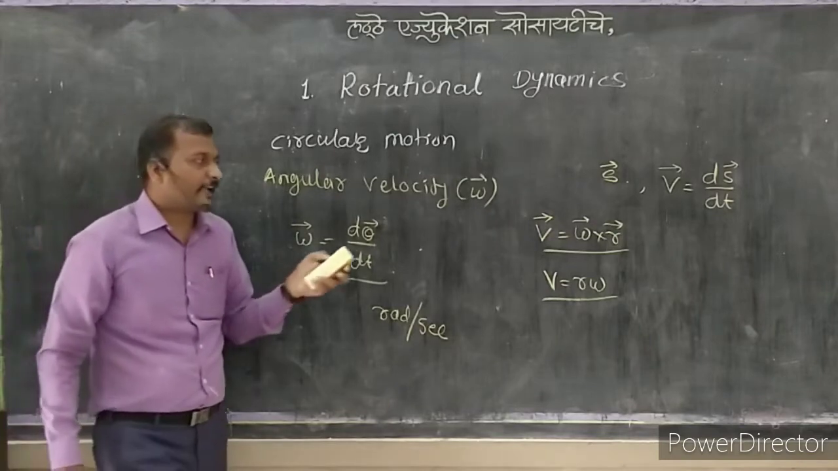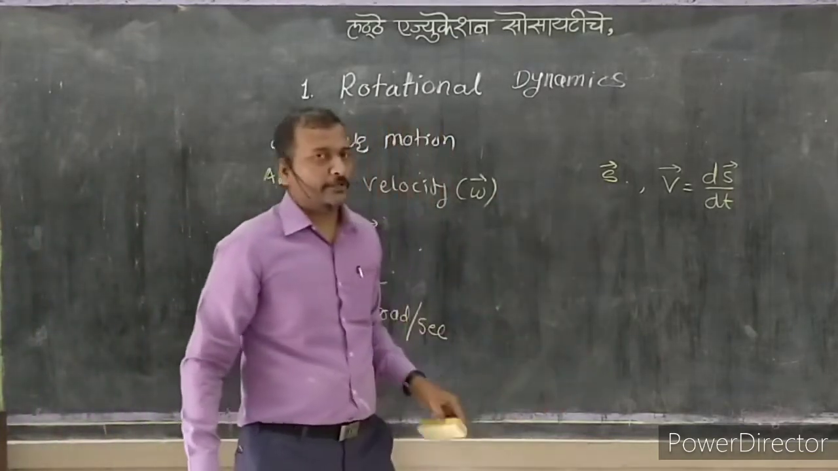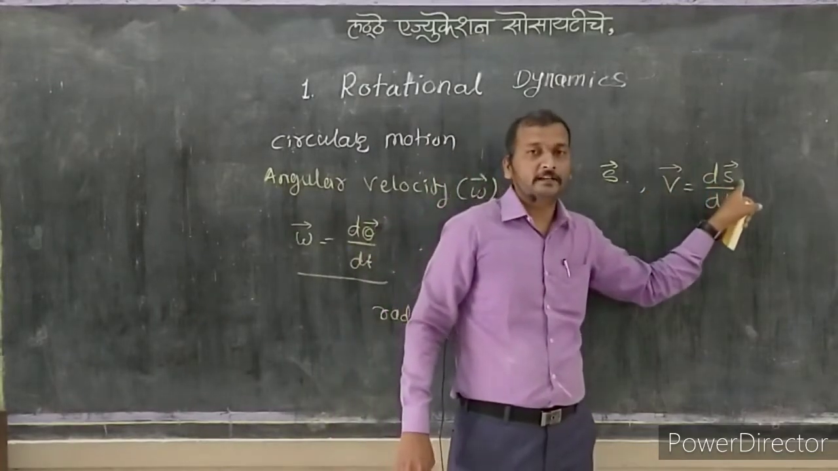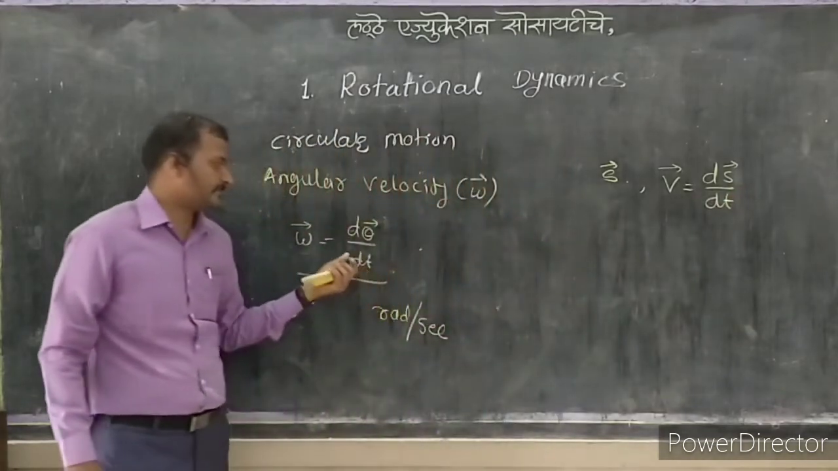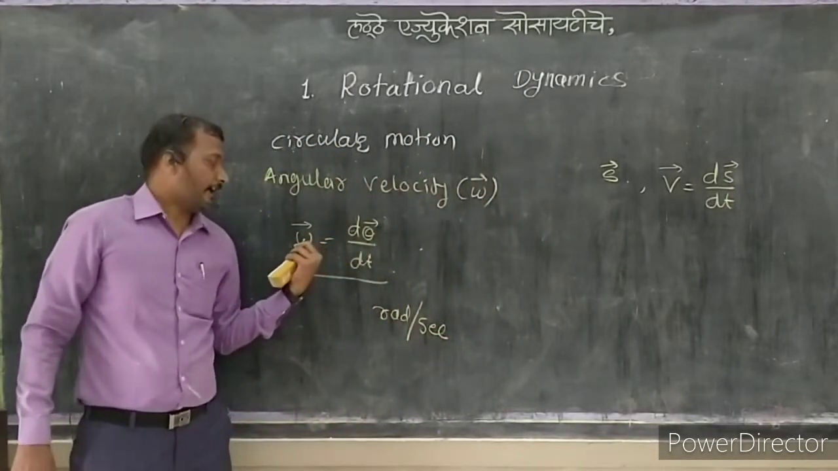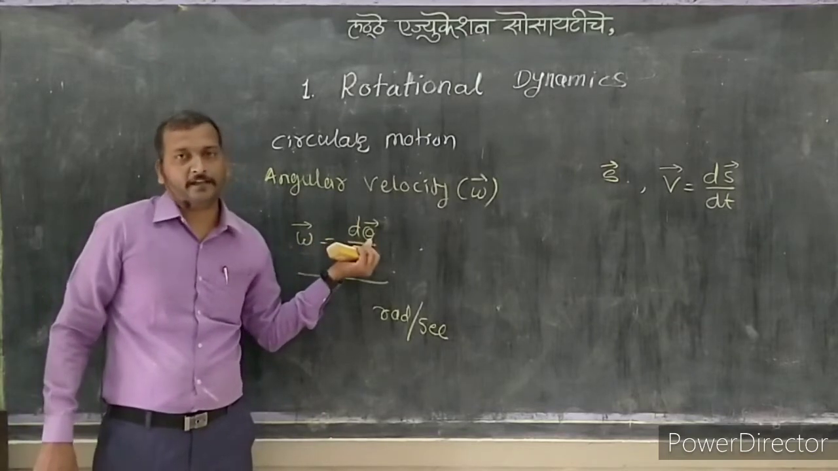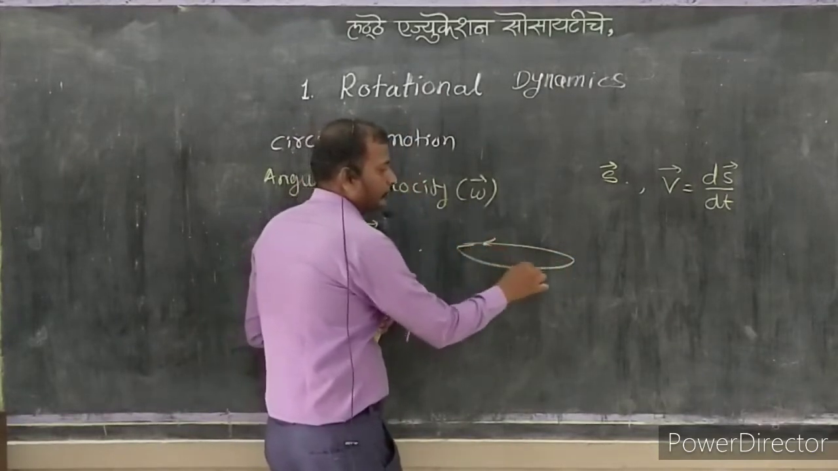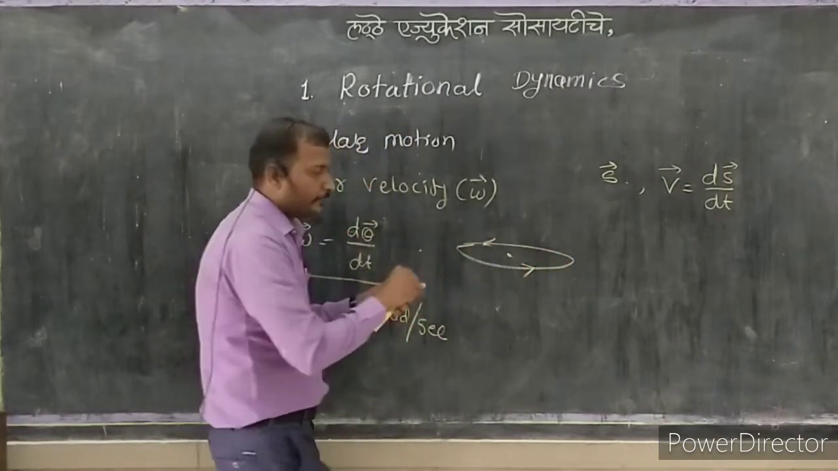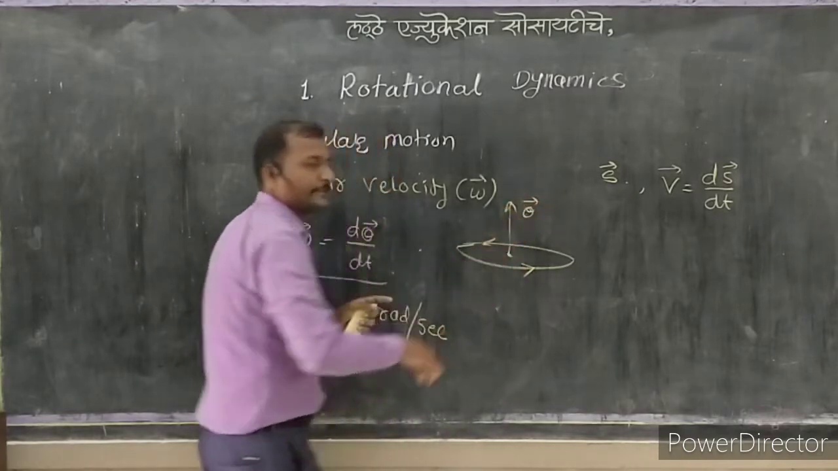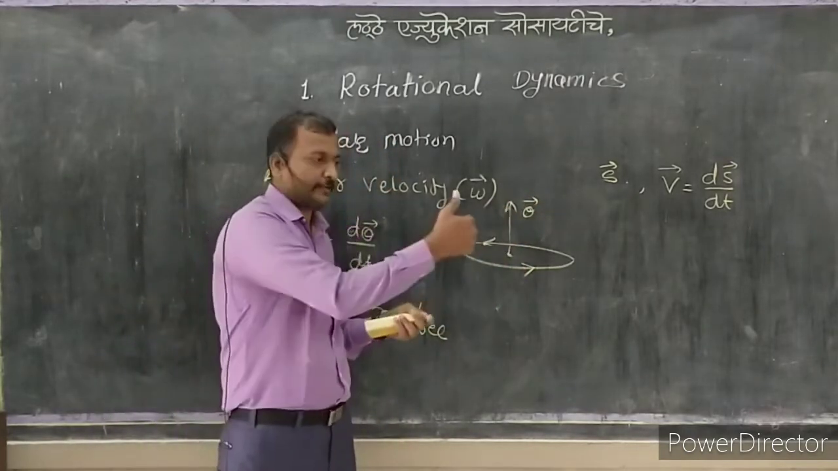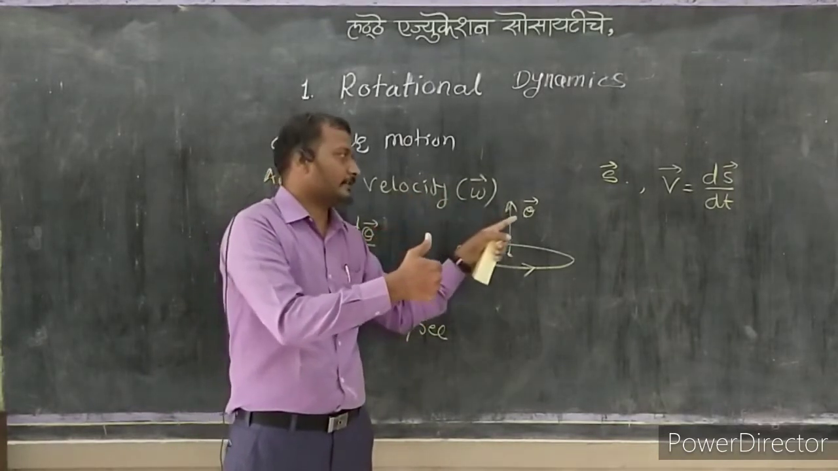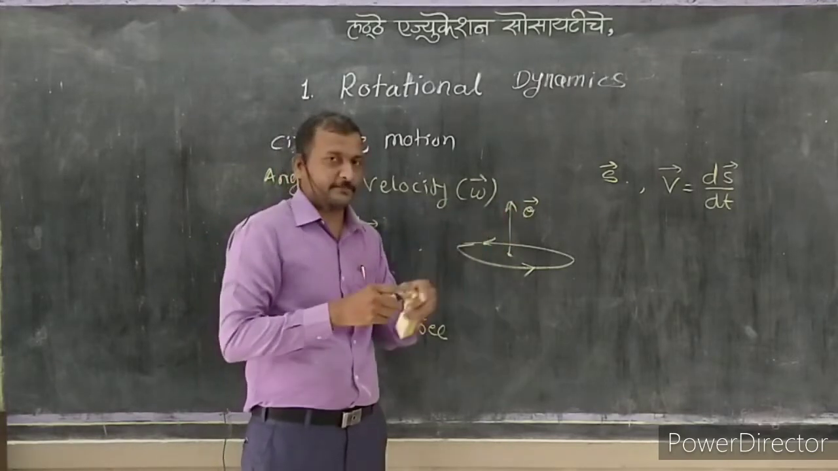Now, the direction of the angular velocity. We know that the linear velocity has the direction of the linear displacement. Similarly, in this case, the angular velocity has the direction of the angular displacement. If the particle is in anticlockwise motion, then according to the right hand rule, the direction of the angular displacement is upward. If the curled fingers denote the direction of the motion of the particle, then the thumb denotes the direction of the angular displacement.